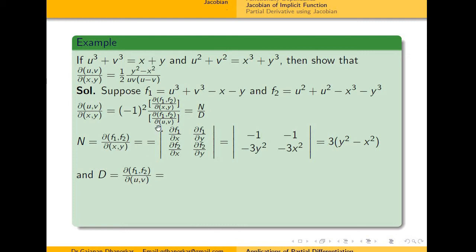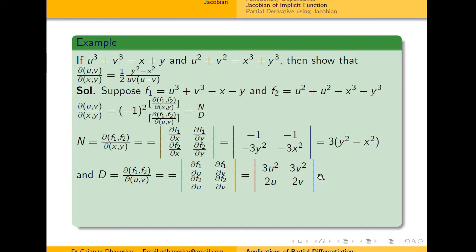Denominator is equal to Jacobian of f1 f2 with respect to uv. Again, formula is we have to write here first row partial derivative of f1 with respect to uv, and second row f2 with respect to uv. Derivatives of f1 with respect to u and v: u is here 3u square and v is here 3v square, and derivative of f2 with respect to uv: this is 2u and this is 2v. I made a mistake here, u is there, but this is v square.